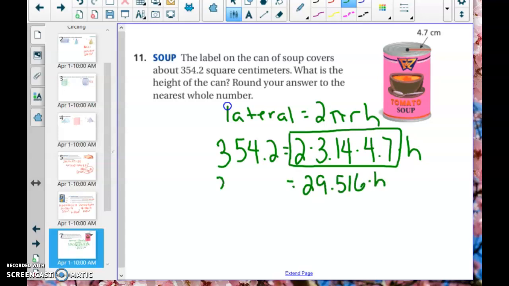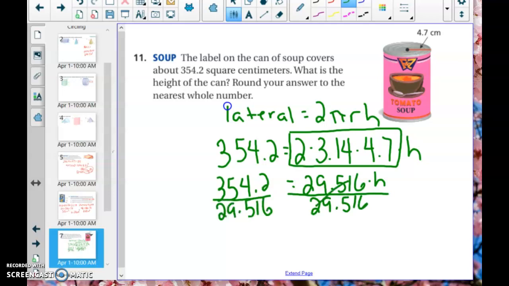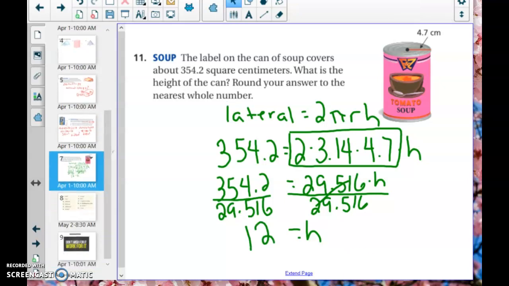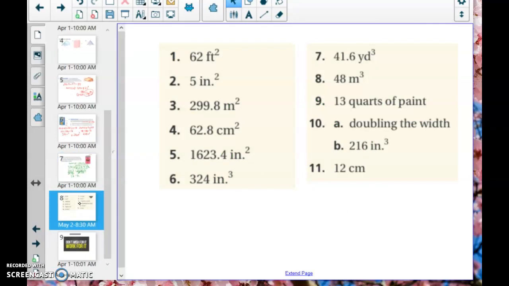That gives me 29.516. And then in order to solve this for the height, I'm going to divide by 29.516 on both sides. Now remember, you need to take the top number divided by the bottom number. So 354.2 divided by 29.516 leaves me with a height of approximately 12 because it says round to the nearest whole number for that number. All right, you can pause the video and check the answers on the ones that we did not do together.